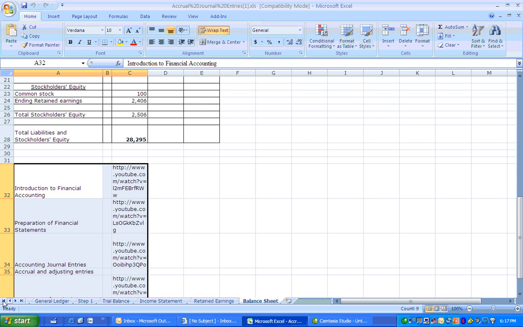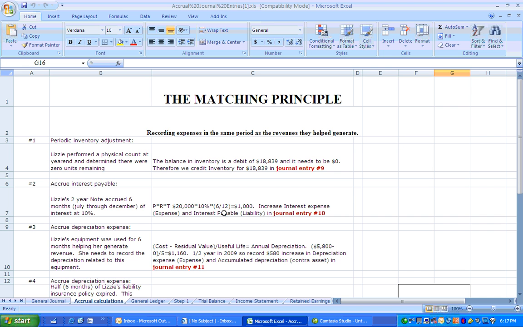So let's step back. We have already produced financial statements for Lizzie Inc. And now we've figured out that Lizzie hadn't told us about all the transactions. So we need to make sure that we're applying the matching principle, which is making sure that we record expenses in the same period as the revenue that they help generate. So if you have a piece of equipment, for example, Lizzie was using that to generate revenue. We need to record the depreciation expense in the period in which it helped generate the revenue.